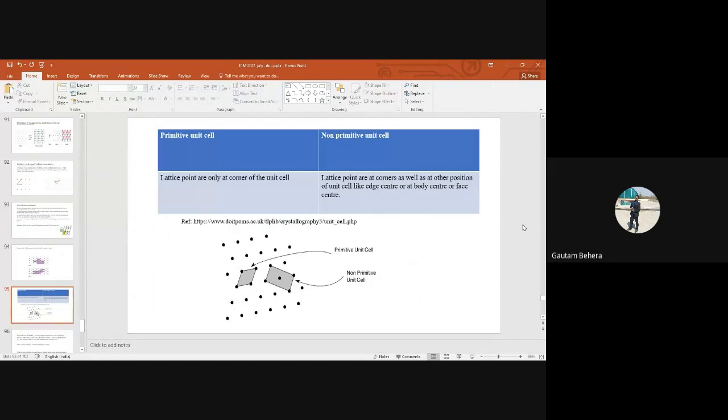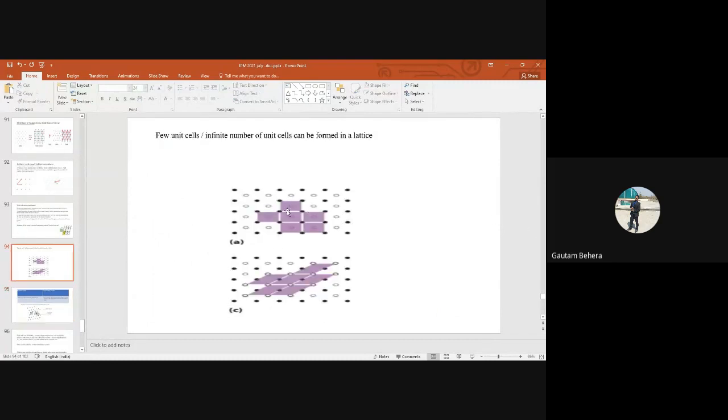Few unit cells. So these are few unit cells. This is one, this is one, this is one. These are the unit cells, and the corner points have lattice points. These are also unit cells. You can see these pink colors are unit cells.